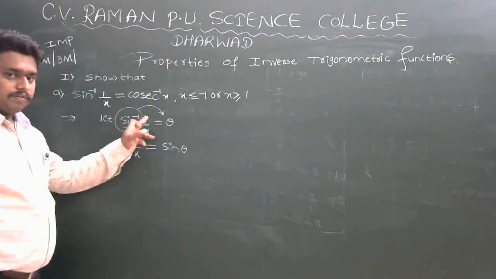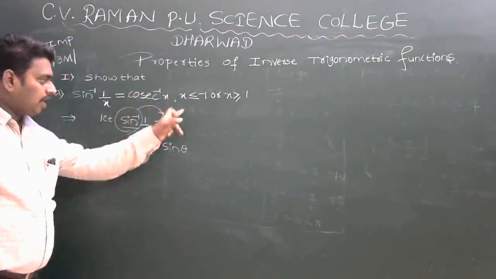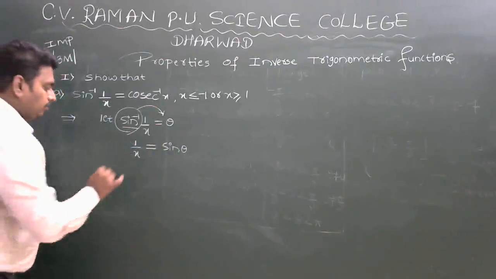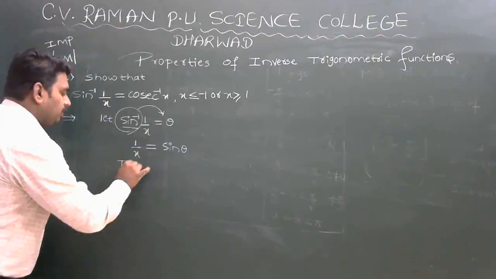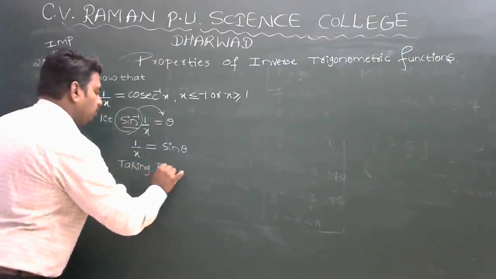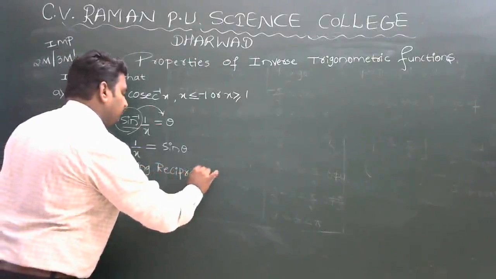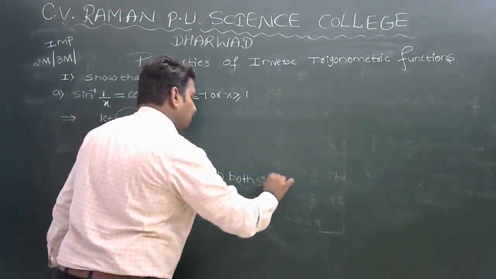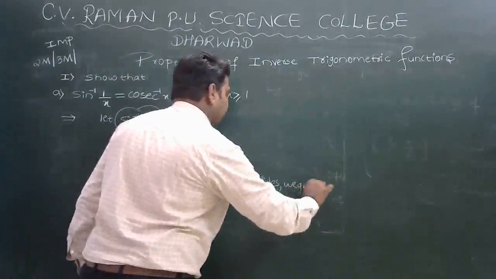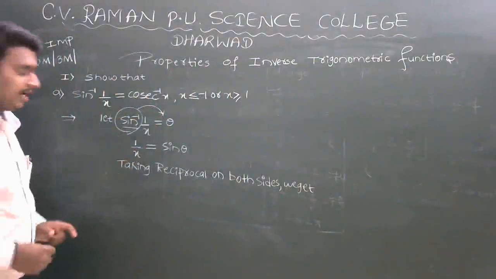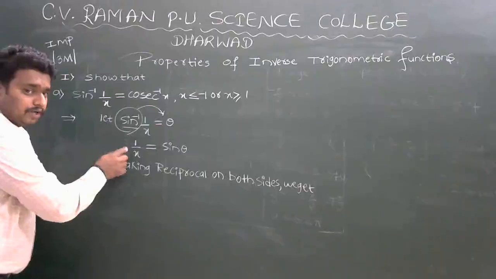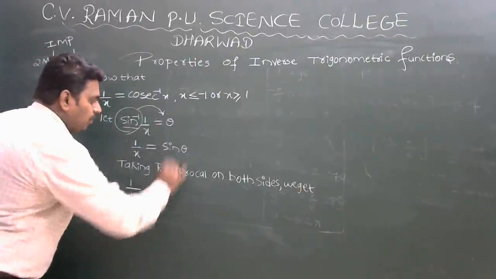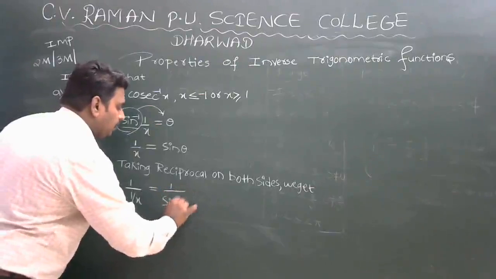Here sin inverse 1 by x equals theta. When sin inverse moves to the other side, it becomes sin theta equals 1 by x. Now I am going to take reciprocals on both sides. If I take the reciprocal of 1 by x, we write 1 divided by 1 by x, and here 1 divided by sin theta.